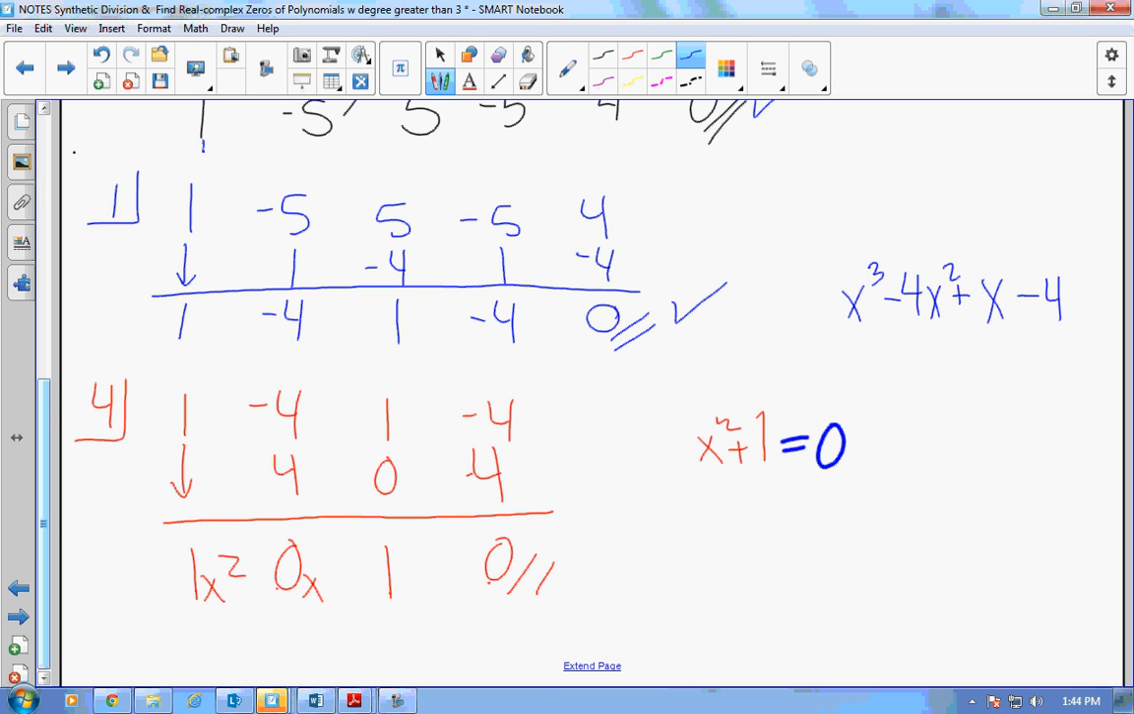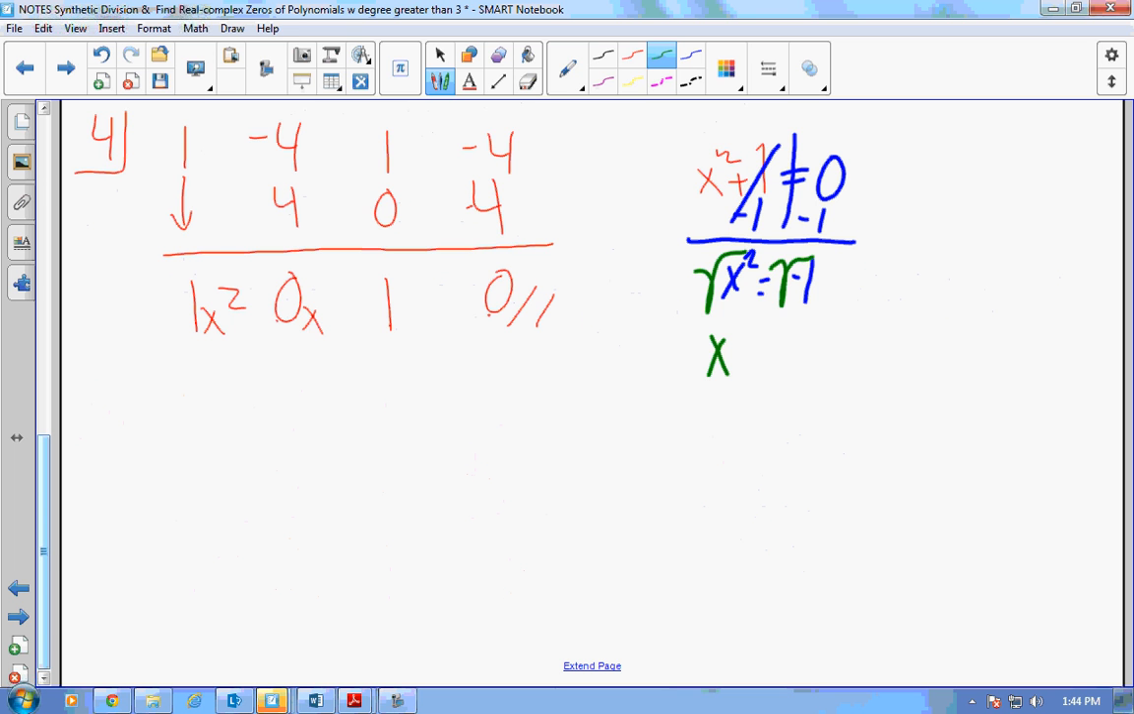No, this one, since there's only one x term, I would just solve it straight out, inverse operations, and take the square root. I go minus 1, x squared equals negative 1, square root. Now, what is the square root of negative 1? What is it? Plus or minus? What's the square root of negative 1?